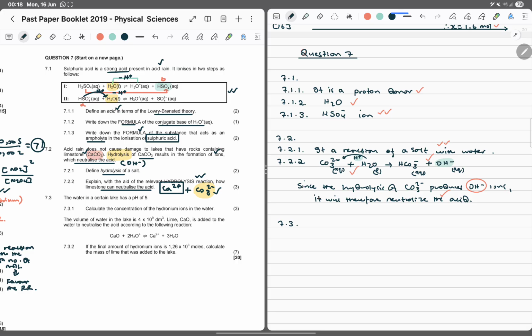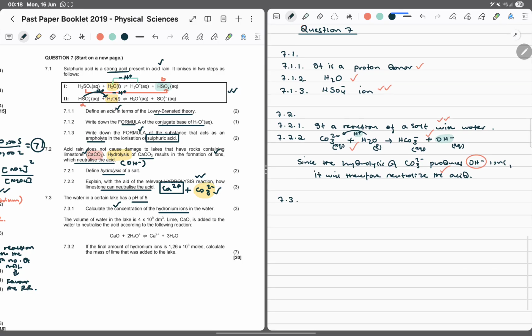It says water in a certain lake has a pH of 5. Calculate the concentration of the hydronium ions in the water. That's easy. We know that pH is minus the log of the concentration of these oxonium ions. So this implies that 5 is equal to minus the log of the concentration of the H3O plus ions.